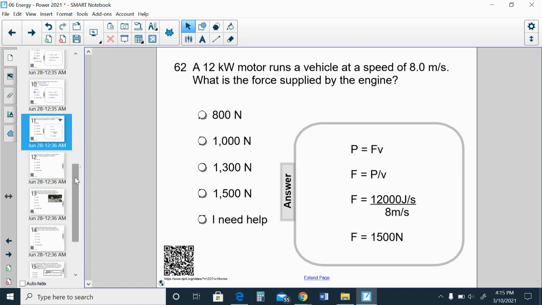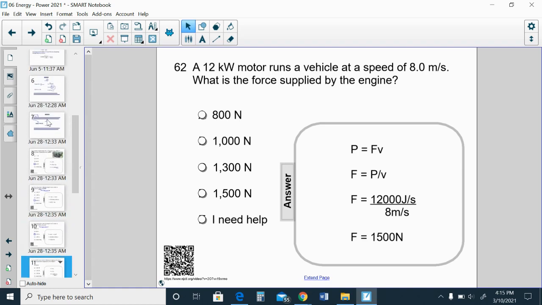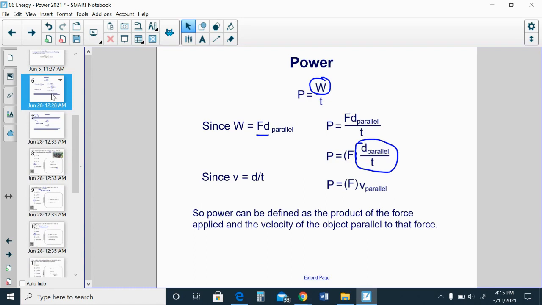So remember that comes from this derivation where we have our work equals force times parallel displacement. You sub that in for work in the power equation. And since you end up with displacement over time, you can call that velocity and sub that in, which gives you power equals force times velocity. So it's coming from that derivation.